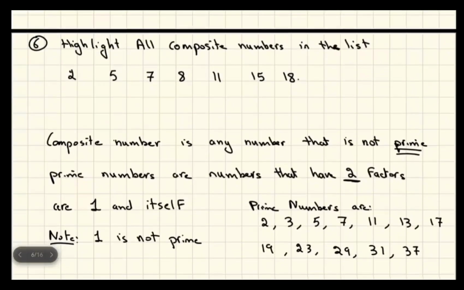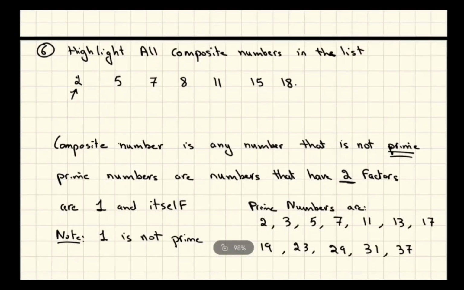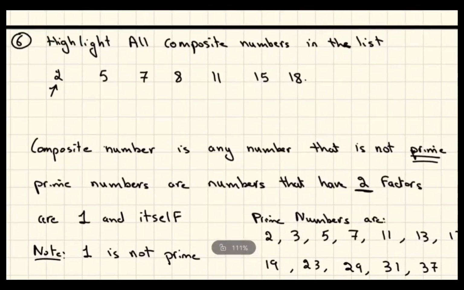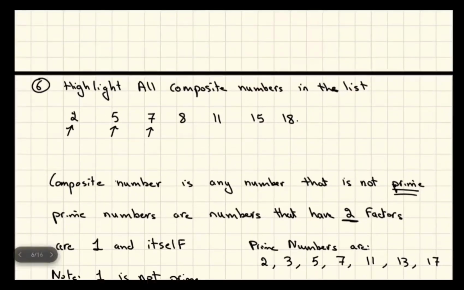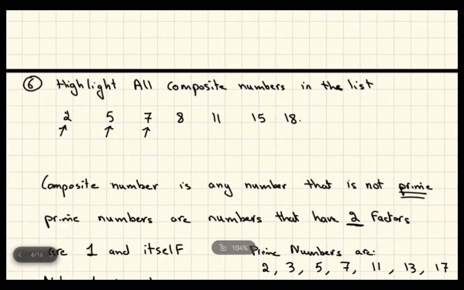Let's go back to this question and check. Highlight all the composite numbers in the list. 2 is divisible by itself and by 1, so it's not composite. It is prime. What about 5? Same thing. 5 is divisible by itself and by 1, so it is prime, not composite. Same thing for 7. Now 8 is divisible by itself and by 1, but it's also divisible by 2, it's divisible by 4, and so on.